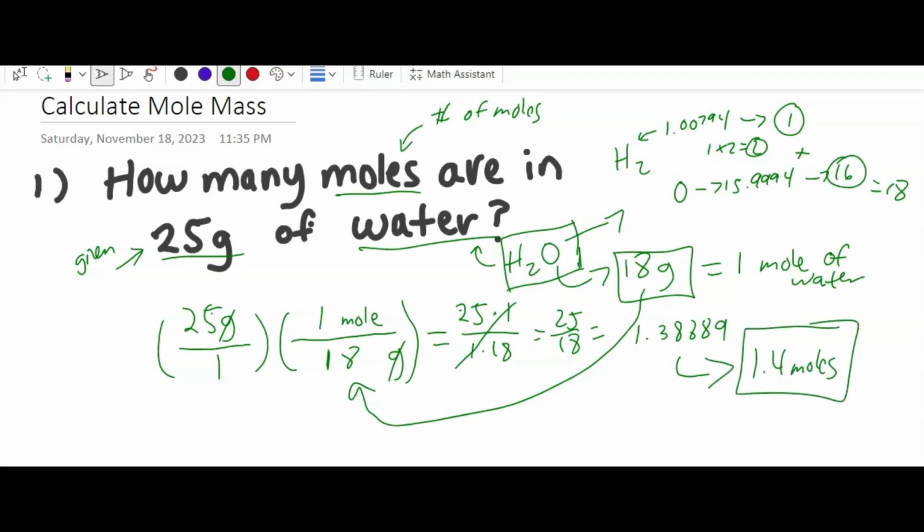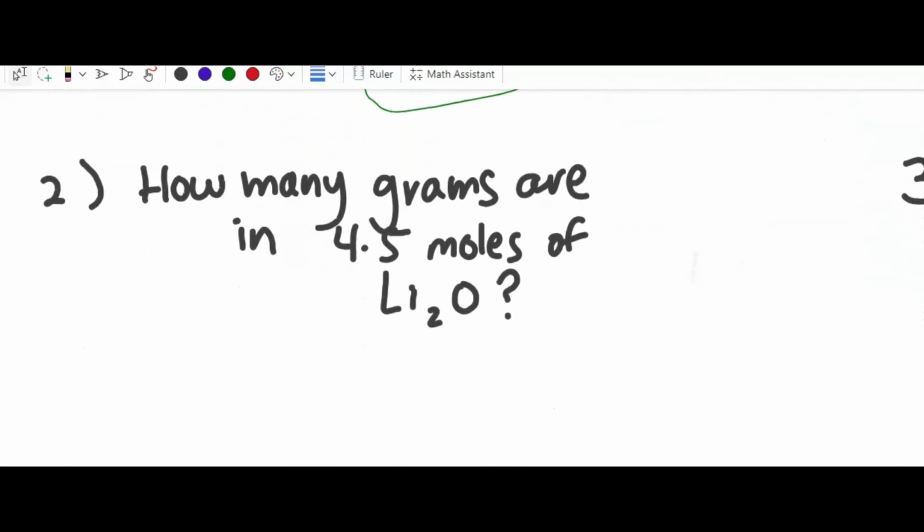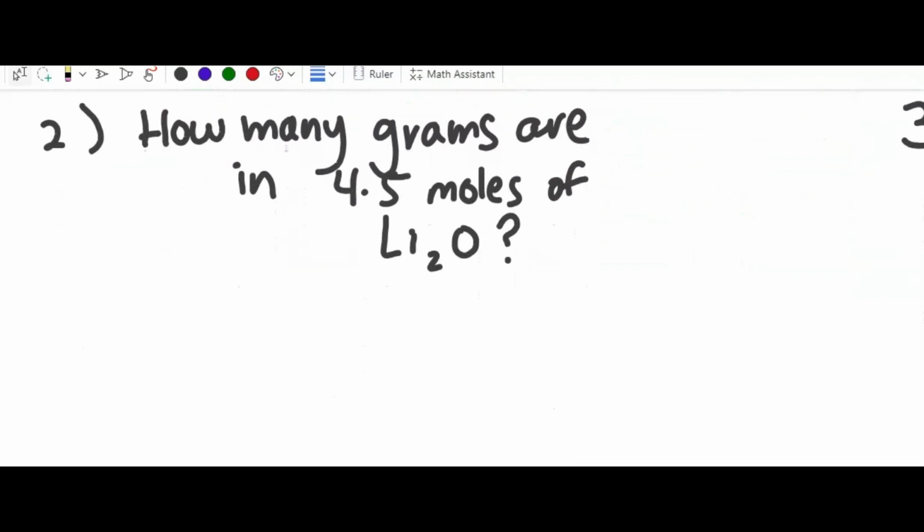All right. So let's move on to another problem. All right, so now we're doing the opposite way. How many grams are in 4.5 moles of Li2O? All right, those are our values. So let's just do the same thing. Let's break down Li2O into the values.